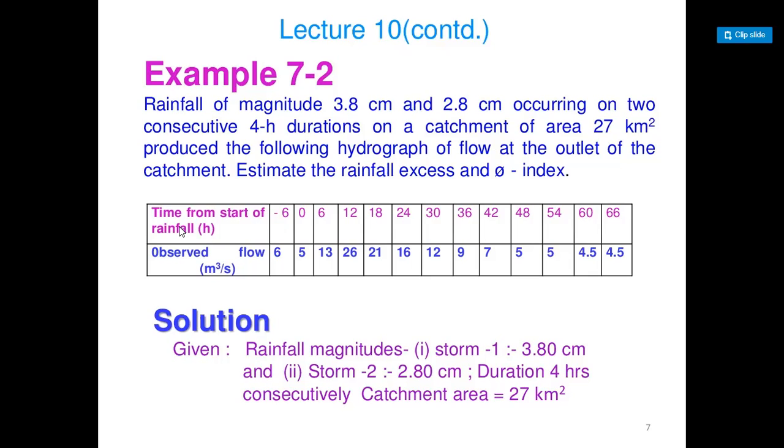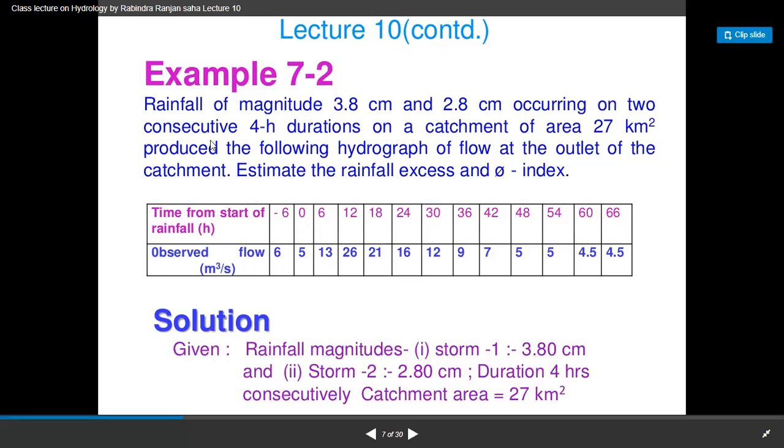Guys, here I will explain a problem. Rainfall of magnitude 3.8 centimeter and 2.10 centimeter occurring on two consecutive 4-hour durations on a catchment of area 27 square kilometers produced the following hydrograph of flow at the outlet of the catchment. Estimate the rainfall excess and the φ index.